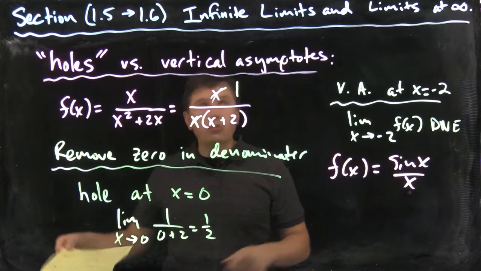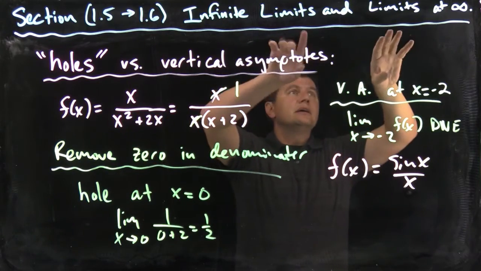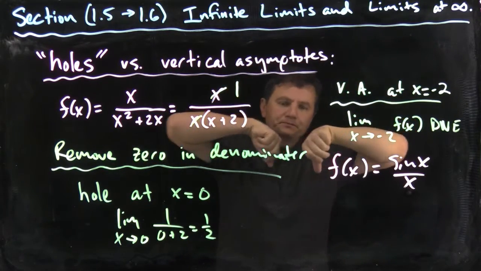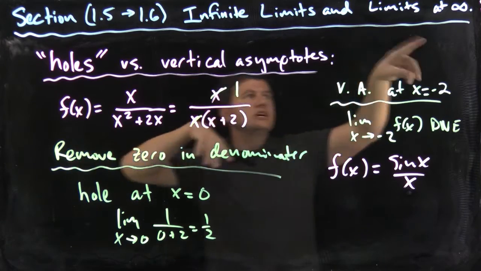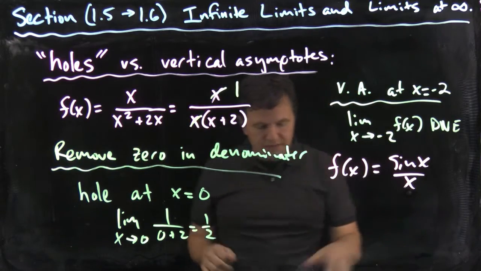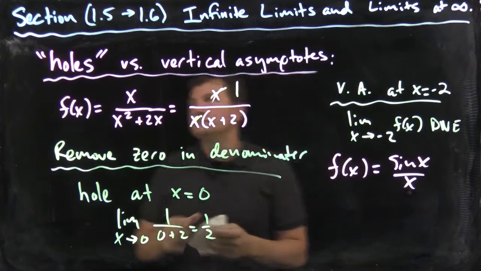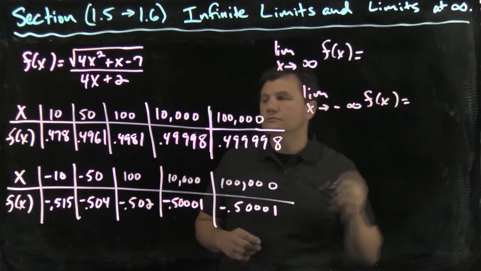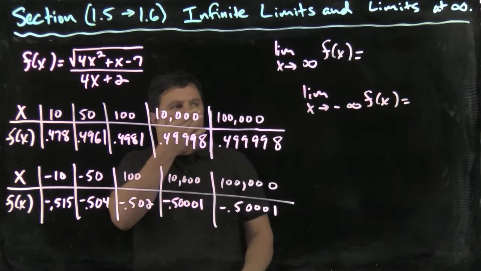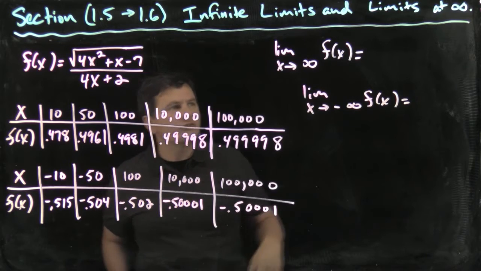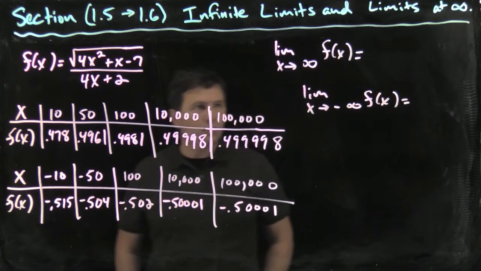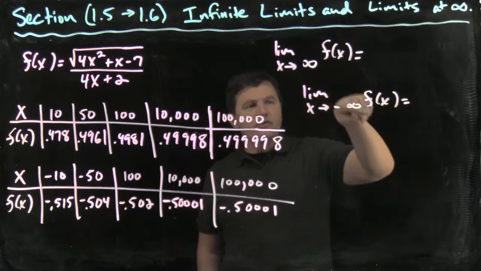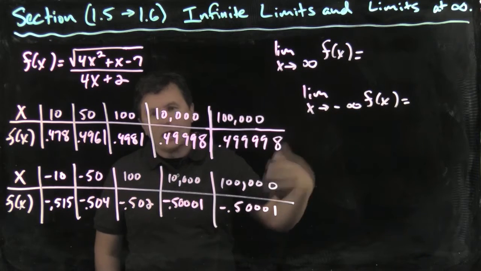Okay, so that basically does it for 1.5. We're going to go on to 1.6, which is just limits as x approaches plus or minus infinity. Now we want to look at situations where the limit as x approaches plus or minus infinity. What does that output go to?